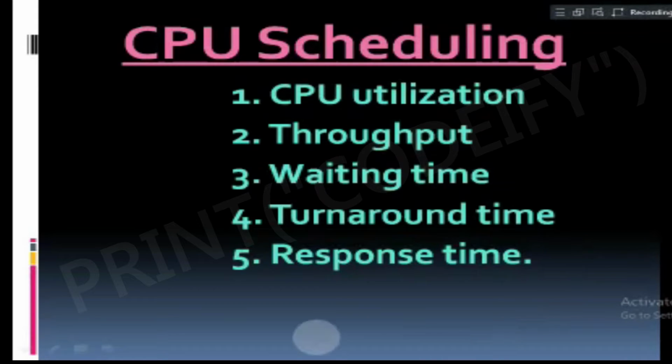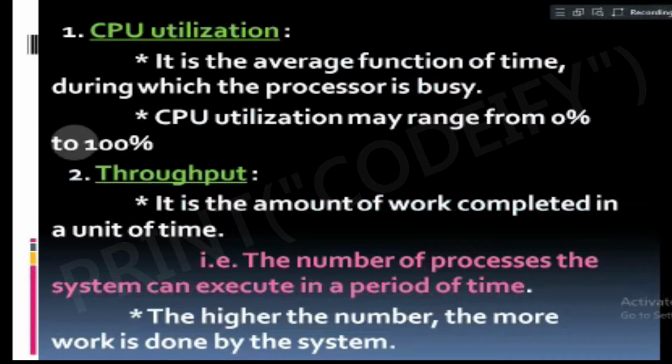There are five types of CPU scheduling criteria. They are CPU utilization, throughput, waiting time, turnaround time, and response time. First one, CPU utilization. It is the average function of time during which the processor is busy. CPU utilization may range from 0% to 100%.